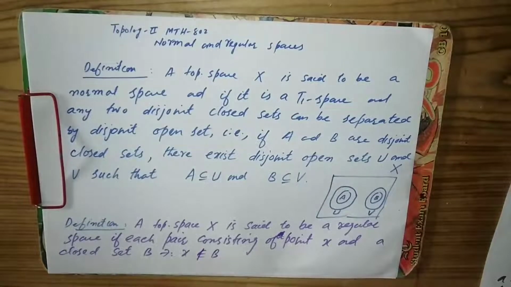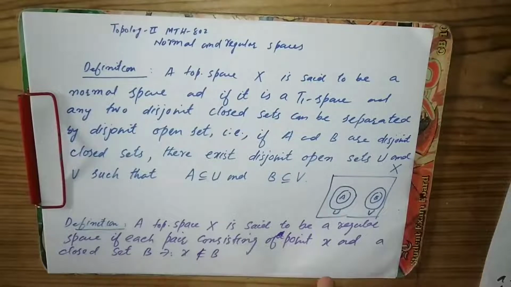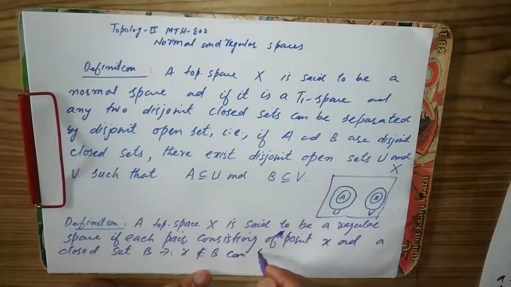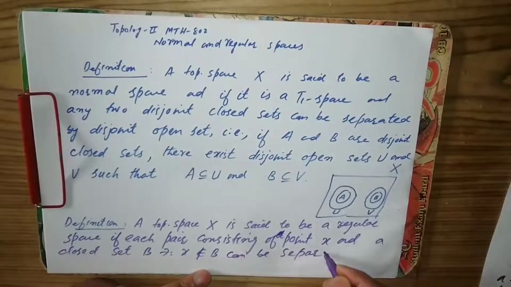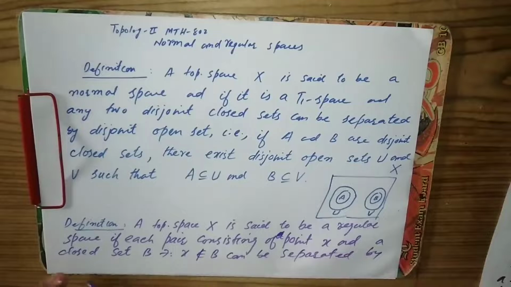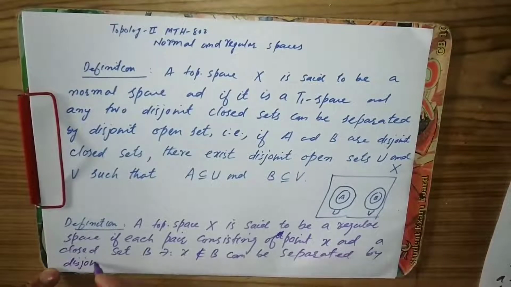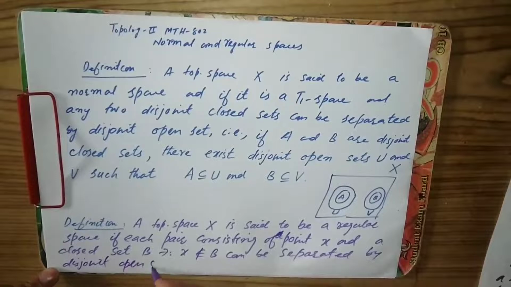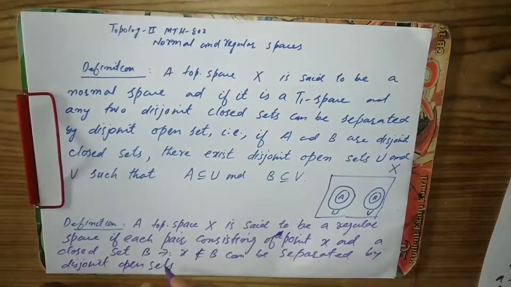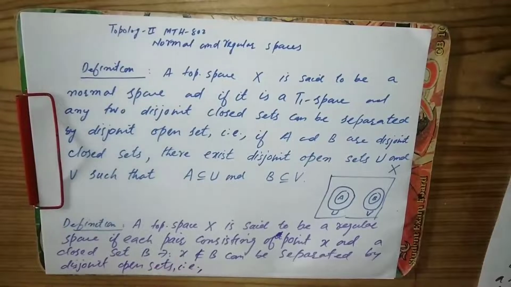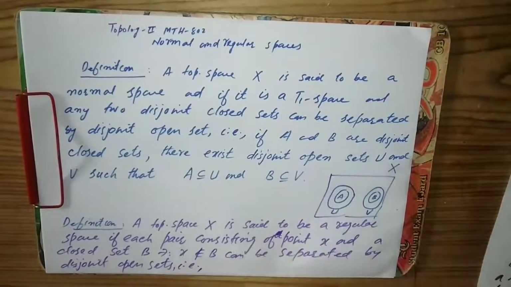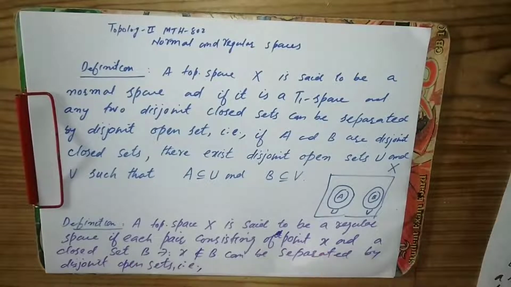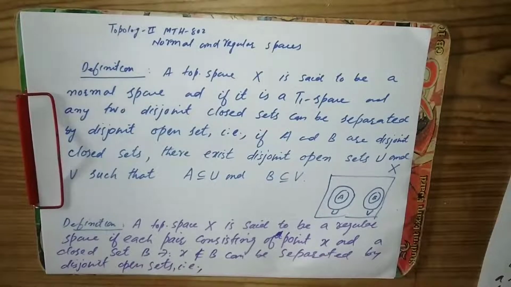So a topological space is said to be a regular space if given a pair consisting of a point x and a closed set B with x not in B, this pair can be separated by disjoint open sets. In the previous case, both the sets are closed, but here B is a closed set, but x is just a point, which is not in B. So these x and B can be separated by disjoint open sets.